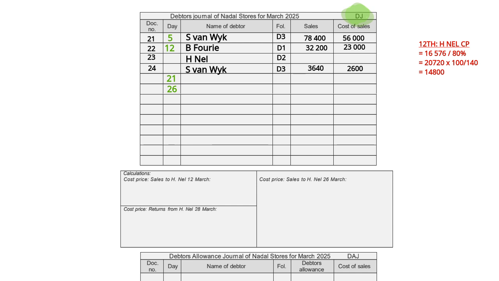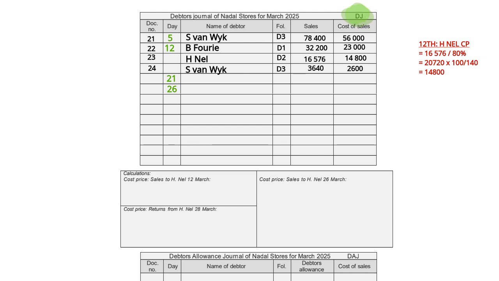Now that I've got my full selling price, I can times it by 100, divide that by 140 to get my cost of sales price of 14,800 Rand. That is the amount that we will put in the cost of sales column. But remember, in our sales column, we always record the amount after the discount, which was 16,576.